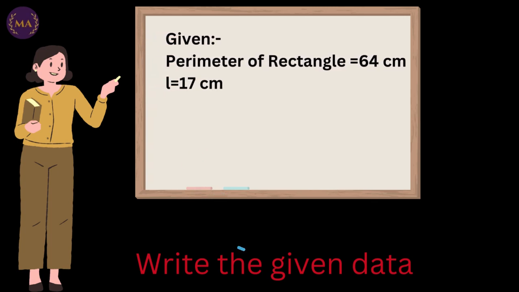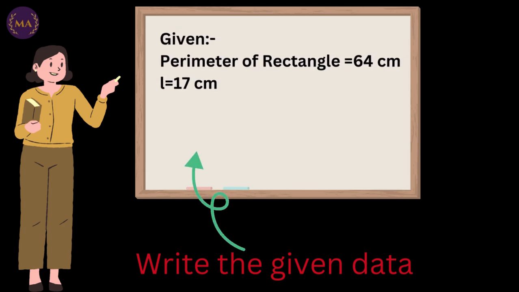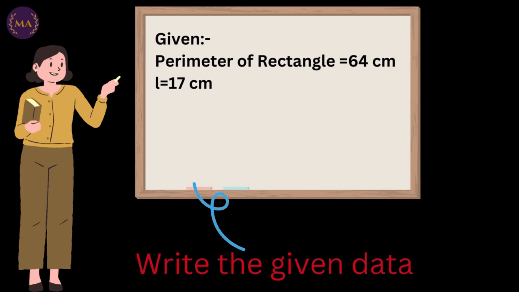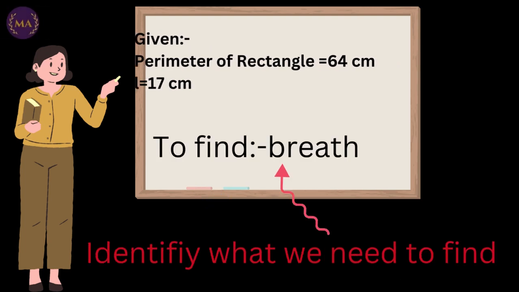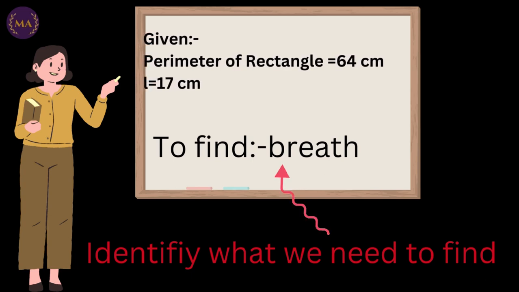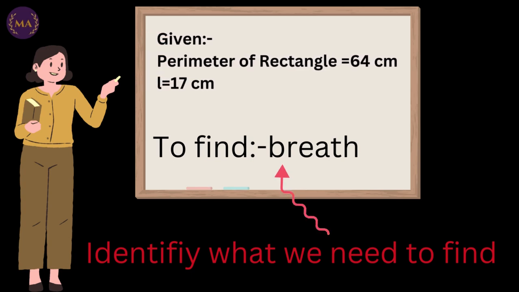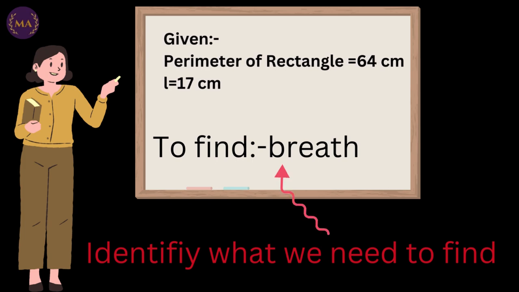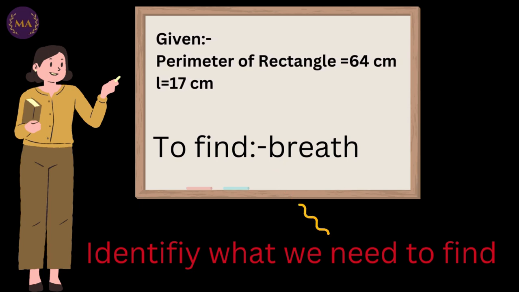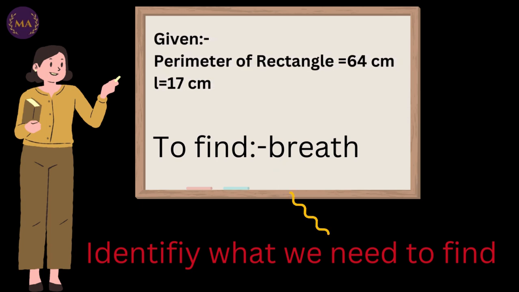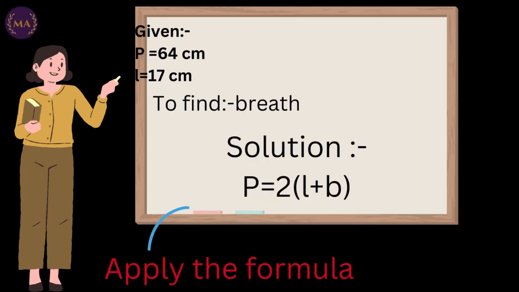Very good. We have perimeter and length. Two data are given and one data is missing. So first we write the given data completely and then move to the next part, that is to identify what we need to find. So in the sum, length is given, perimeter is given, but you need to find the breadth. Okay, so we'll write it as to find the breadth of a rectangle. Okay, and third and the final step is your solution.